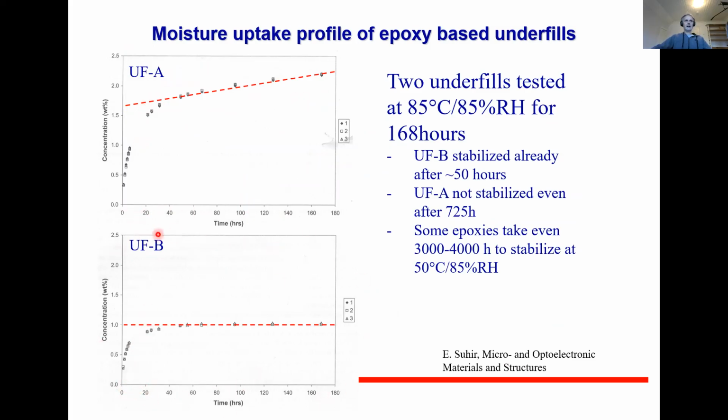So here you can see that this underfill B, the moisture content saturates to about 1 weight percent, and it saturates already after 50 hours. On the other hand, this underfill A, after 50 hours, there's already almost 2 weight percent of water, and the amount is still increasing. And it is said here that it was still increasing up to 700 hours. So basically this line continues and continues and continues. And of course, the mechanical properties are basically all the time decreasing.